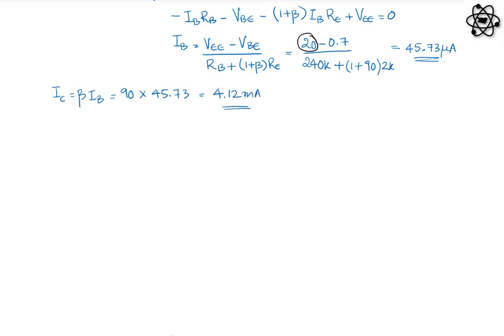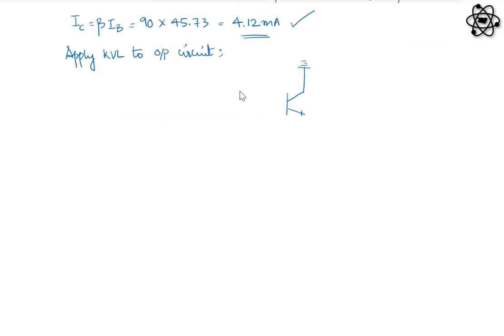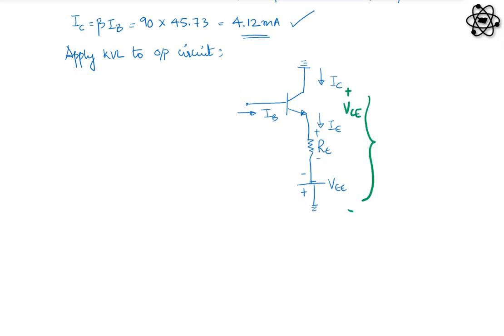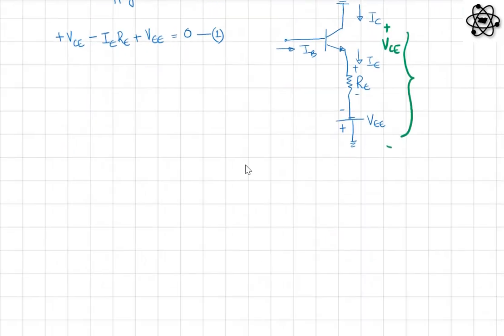Now applying KVL to the output part of the circuit, the total circuit, which includes VCE as well. So I will apply KVL to the output part of the circuit and write it in terms of plus VC minus IERE plus VEE equal to 0. Denote it as equation number 3.